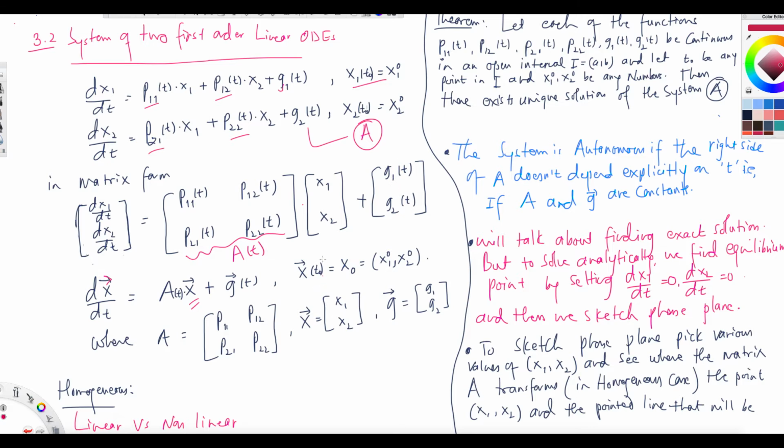Okay, and then this initial condition, you can write as vector x at t0 equals x0, where x0 is x10, x20. Okay, where A is that, and then x is that, and then g is that one.